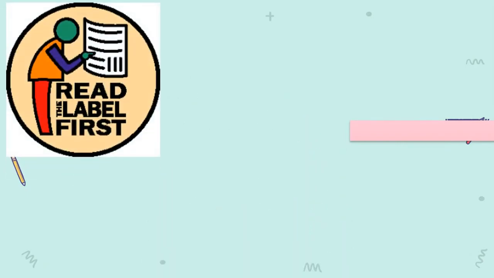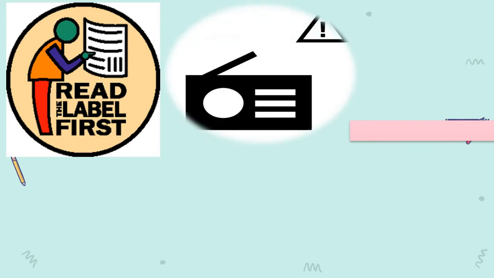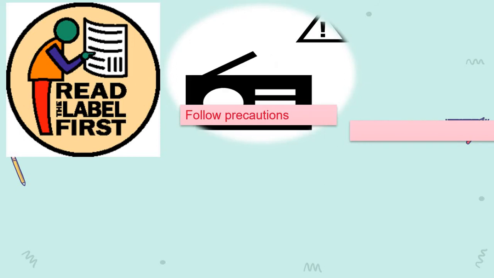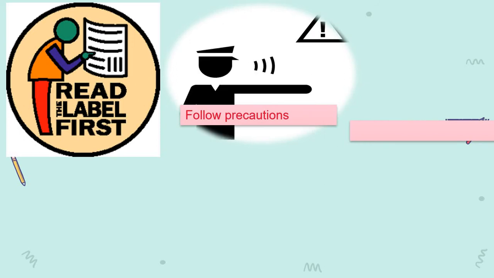We have here, you need to read the label. Read the part on how to use the product, the safety precautions, and expiration date. Take note of the signal words like caution, warning, or danger before you buy, especially if you will take medicines. Follow precautions. In using hazardous products, always follow the precautions.